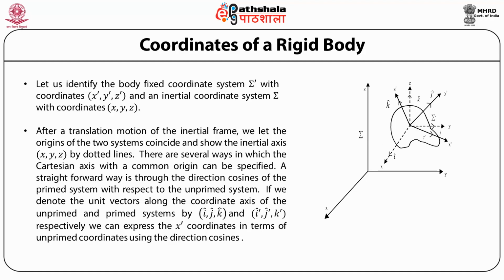There are several ways in which the Cartesian axis with a common origin can be specified. A straightforward way is through the direction cosines of the primed system with respect to the unprimed system. If we denote the unit vectors along the coordinate axis of the unprimed and the prime system by i, j, k and i prime, j prime, k prime respectively, then we can always express the prime coordinates in terms of the unprimed coordinates using the direction cosines.